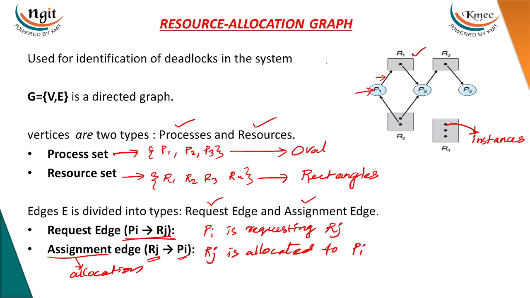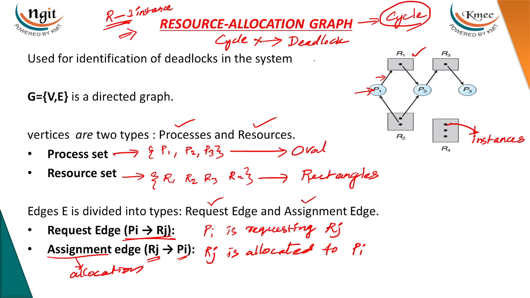But the problem with the resource allocation graph is this: there is a condition that if you find a cycle, then there is a deadlock. But that is suitable only for a resource with one instance. If a resource has multiple instances and the graph has a cycle, we cannot confirm that the graph with the cycle is a deadlock.